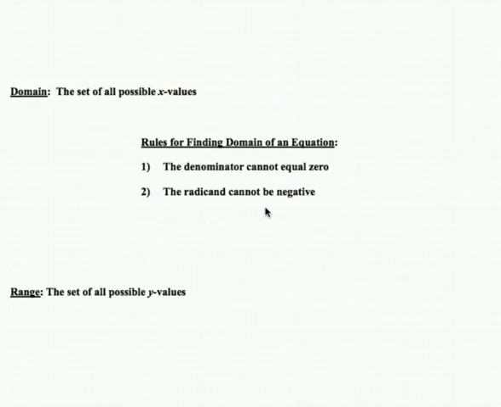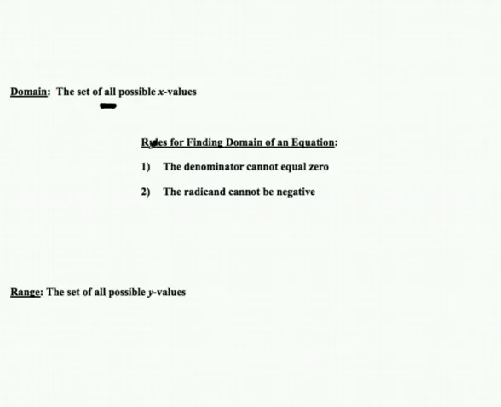Now that we've defined what a function is and looked at function notation, let's talk about the domain and range of a function. The domain is the set of all possible x values. Keyword, all possible x values. Sometimes we're given a graph and we have to find the domain of a graph. So visually, we'll look at all the x values.